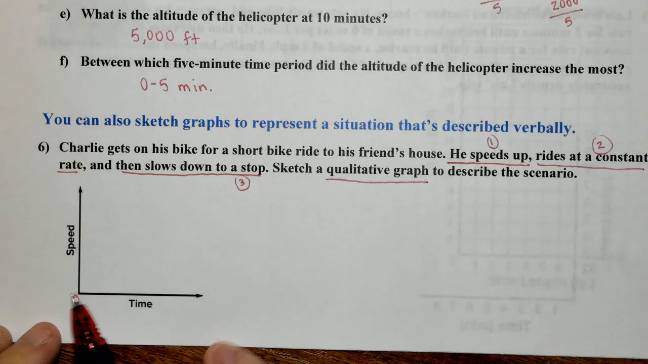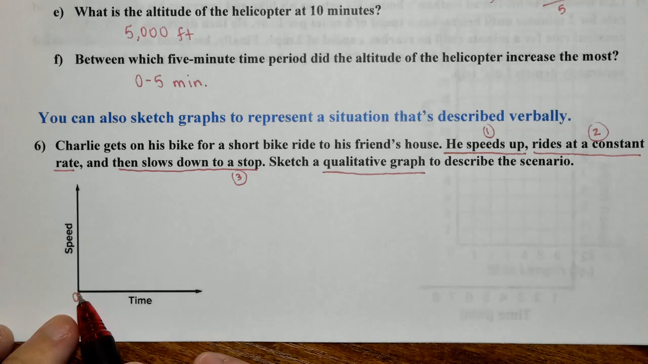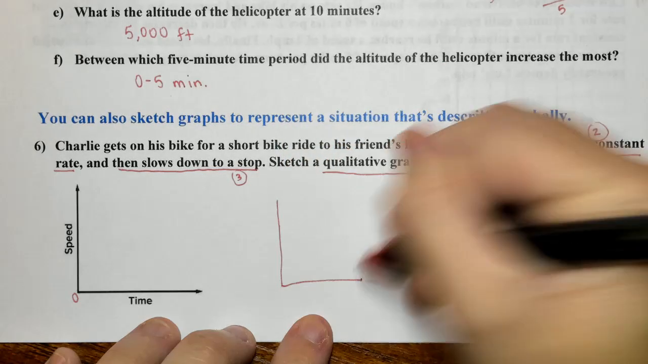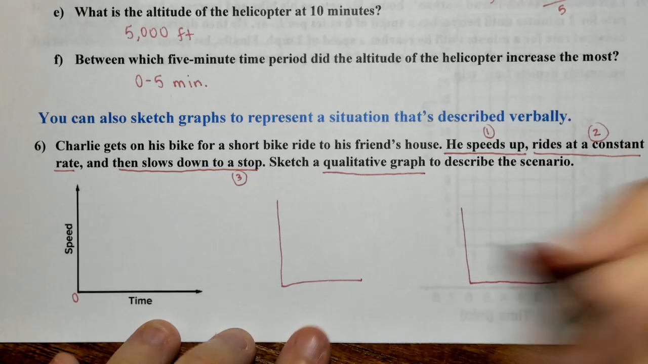Now when he starts, he gets on his bike to ride to his friend's house. So before he started riding his bike, his speed is at 0. So I'm going to start at the origin. Right, then I'm going to draw a couple more graphs. Show you a couple different ways it could look.